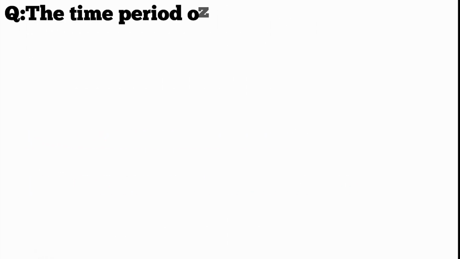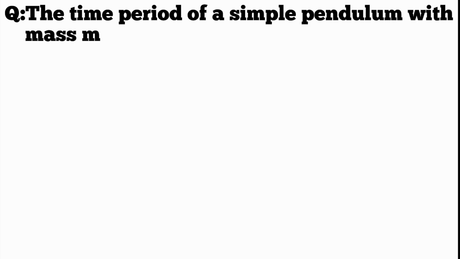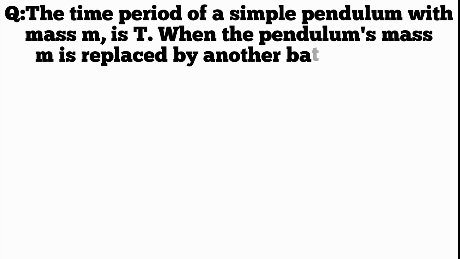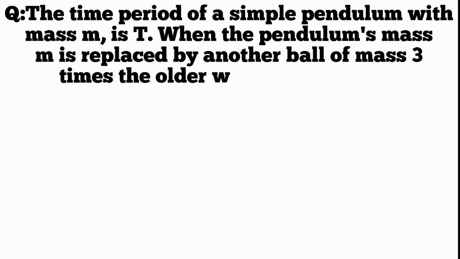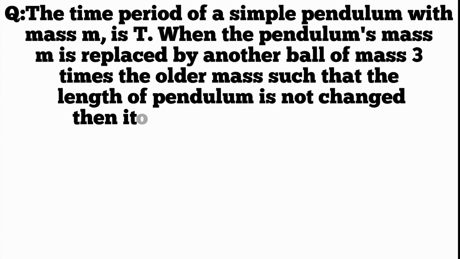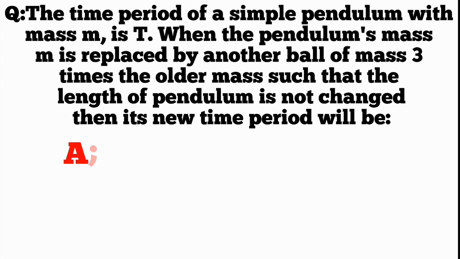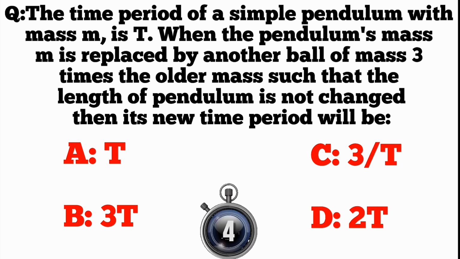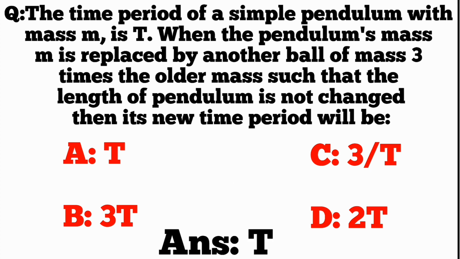Q. The time period of a simple pendulum with mass m is T. When the pendulum's mass m is replaced by another ball of mass 3 times the older mass, such that the length of pendulum is not changed, then its new time period will be: A. T. B. 3T. C. 3T. D. 2T. Answer: T.